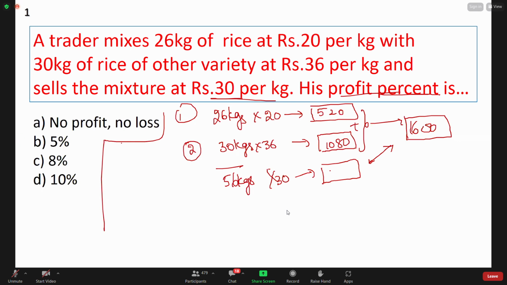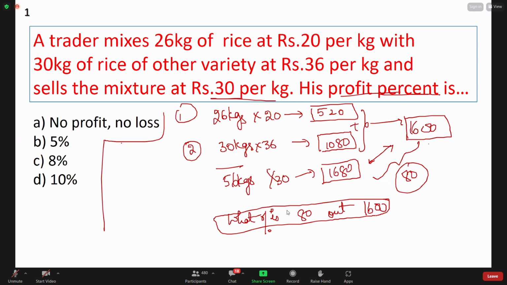1780, 1680. Yes. What is the profit here? 80. Now what do you want? 80 as a percent. What percentage is 80 out of 1600? This question has changed. What percentage of 1600?